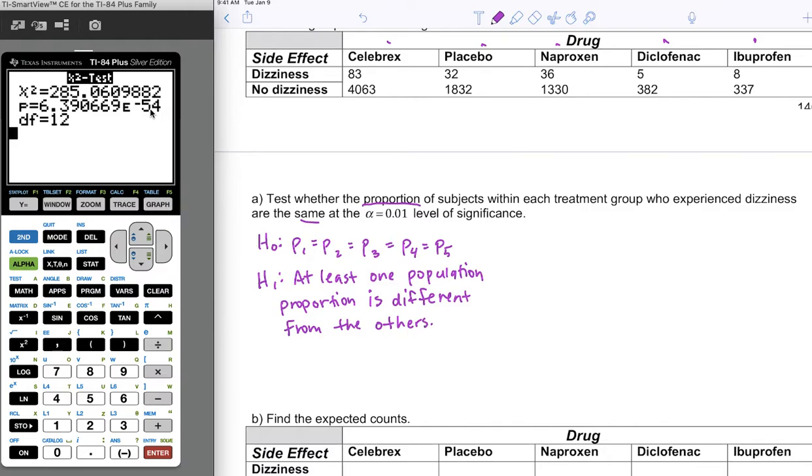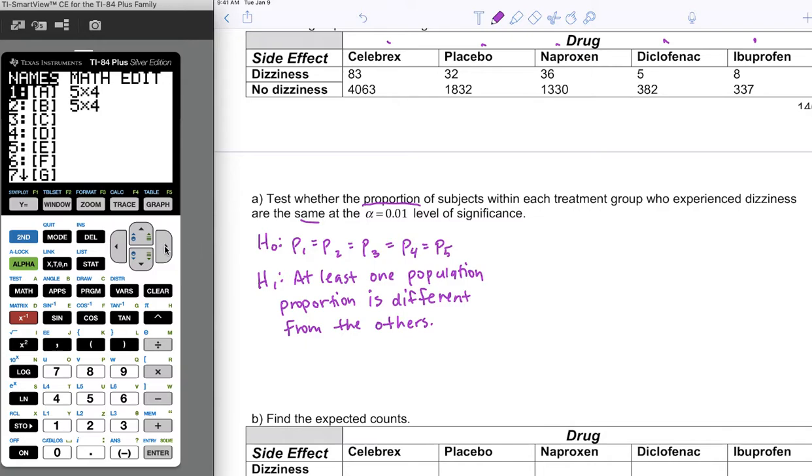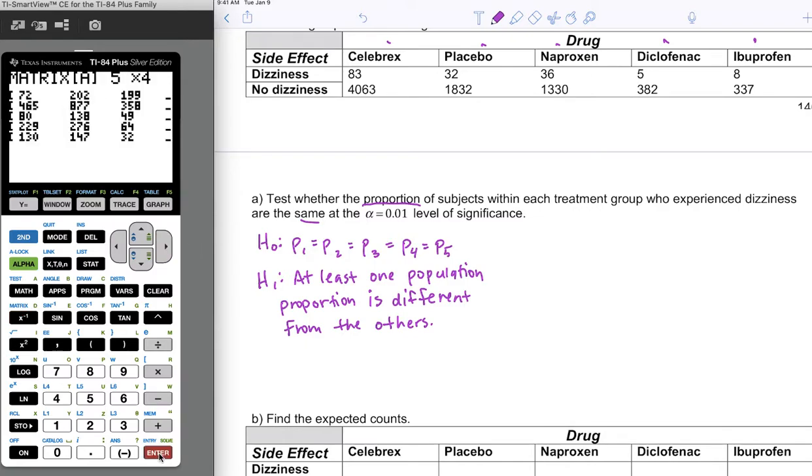Okay, so the way we find the p-value is exactly the same way as we did for the last problem. We do need to edit a matrix, so let's go back in, second, X inverse, edit, enter. First of all, we need to change the size of the matrix. This matrix only has 2 rows, and it has 5 columns. Now we've changed the size of the matrix, and we can type in the data values.